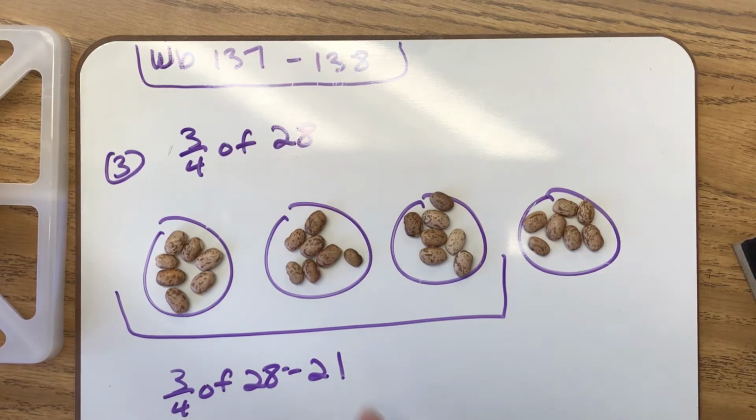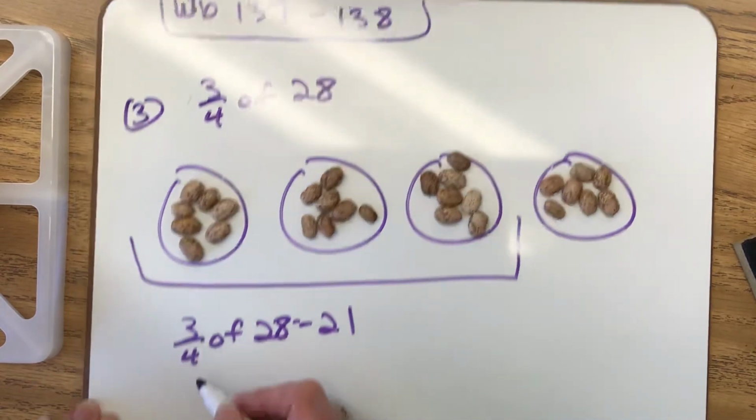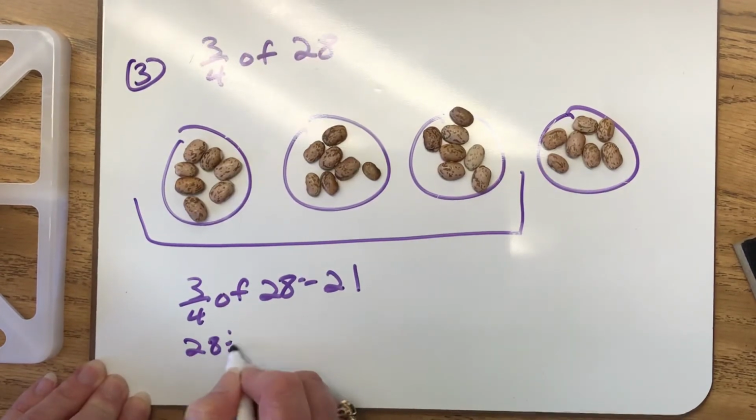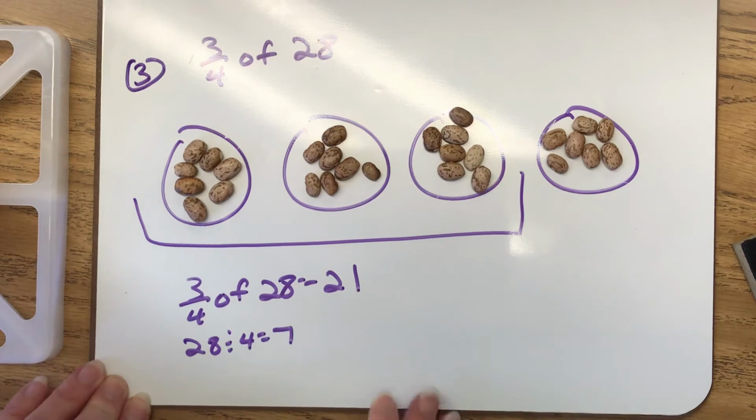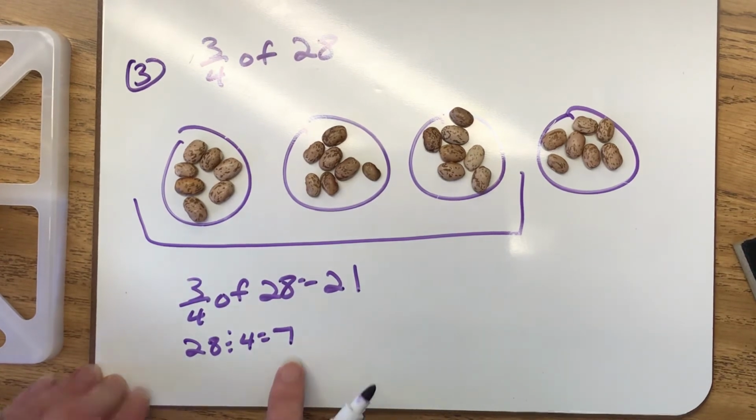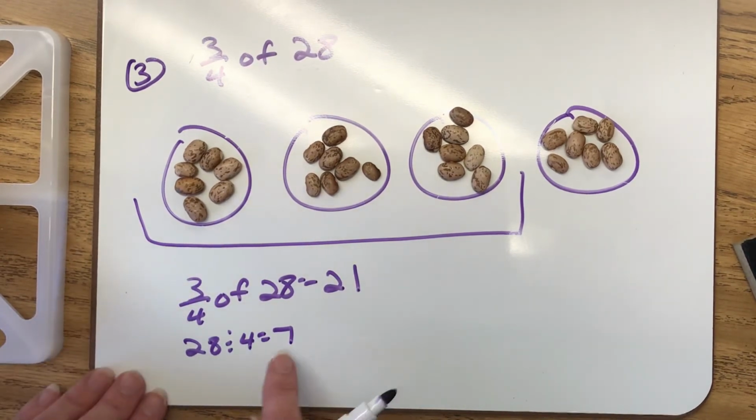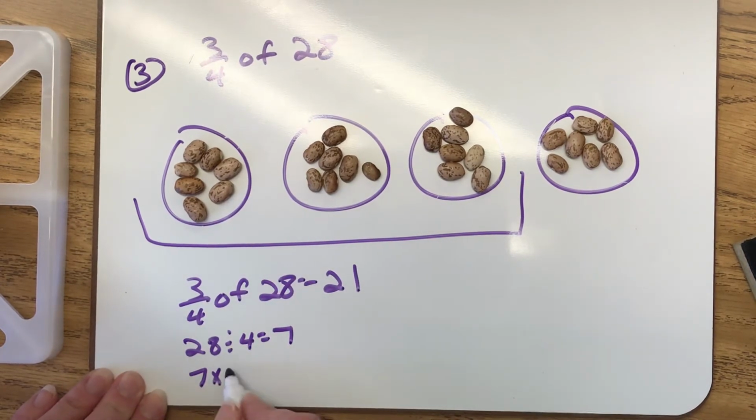So basically what we're doing, if you don't have beans, is you are taking your whole number and you're dividing it by the denominator. So 28 divided by 4 equals 7. That's my first step. And then I take that answer and multiply it times my numerator. That answer tells me how many beans are in each set. 7 times 3 equals 21.